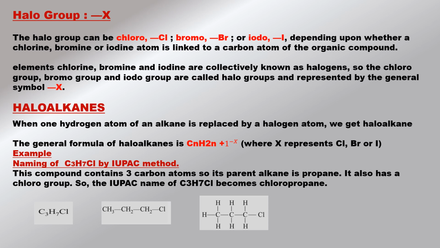Haloalkanes. When one hydrogen atom of an alkane is replaced by a halogen atom, we get haloalkane, also called halogenoalkane. For example, when one hydrogen atom of methane is replaced by a chlorine atom, we get chloromethane.